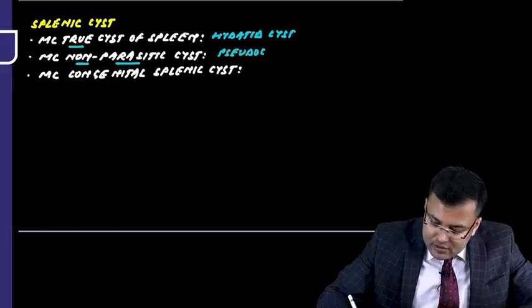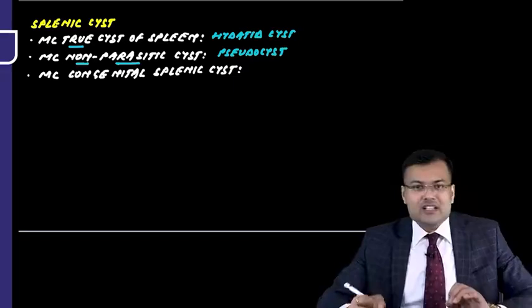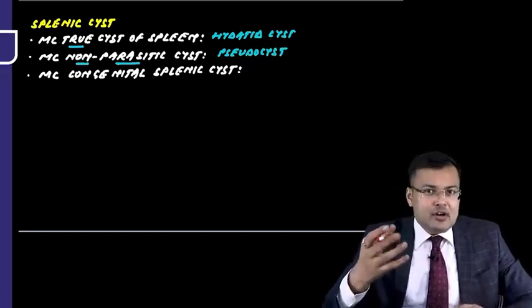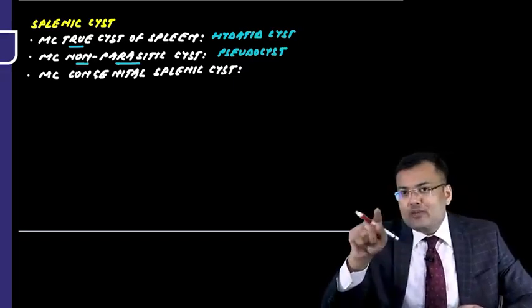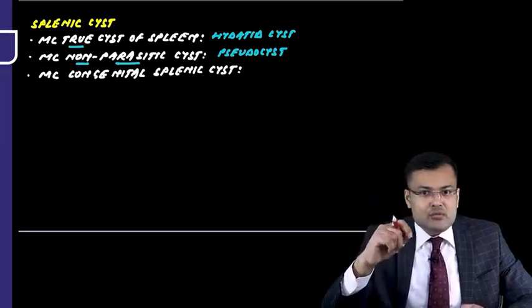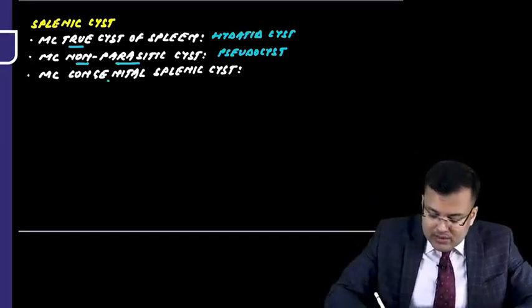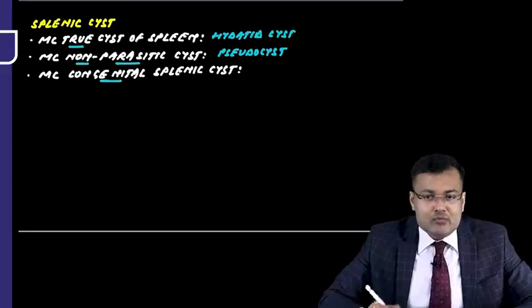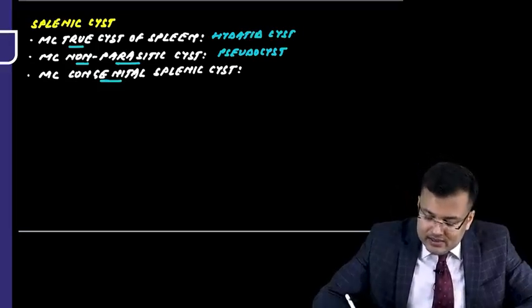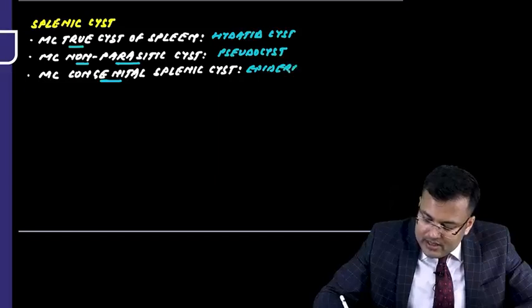It's a false cyst, pseudocyst. So how is pseudocyst formed in the spleen? After trauma, there is hematoma, and this hematoma is lined by granulation tissue. So this is pseudocyst. And what is the most common congenital splenic cyst? That is epidermoid cyst.